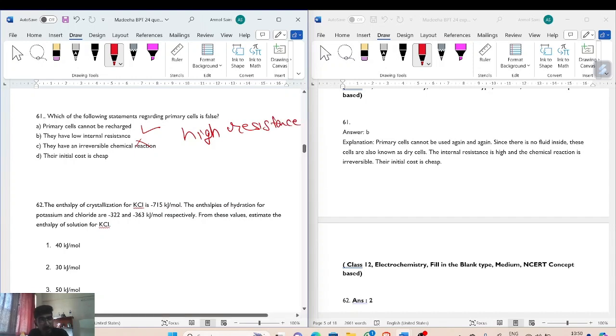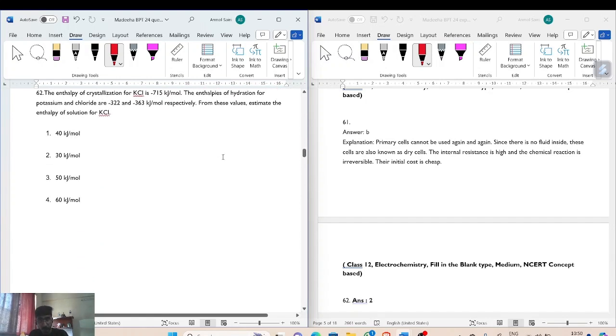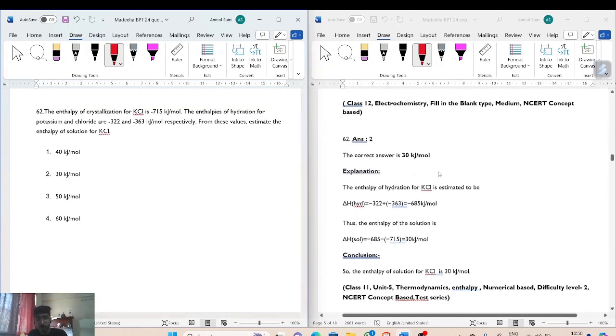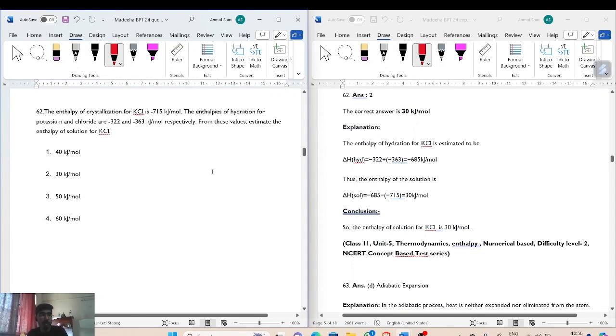They have an irreversible chemical reaction. This statement is true. Their initial cost is cheap. This statement is also true, for primary cells the initial cost is cheaper than the secondary cell. So our correct answer will be option B because they have high internal resistance.